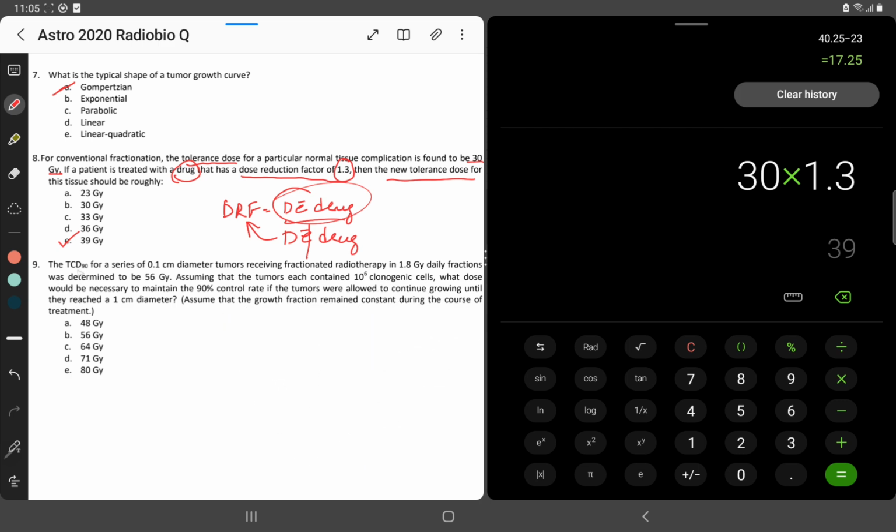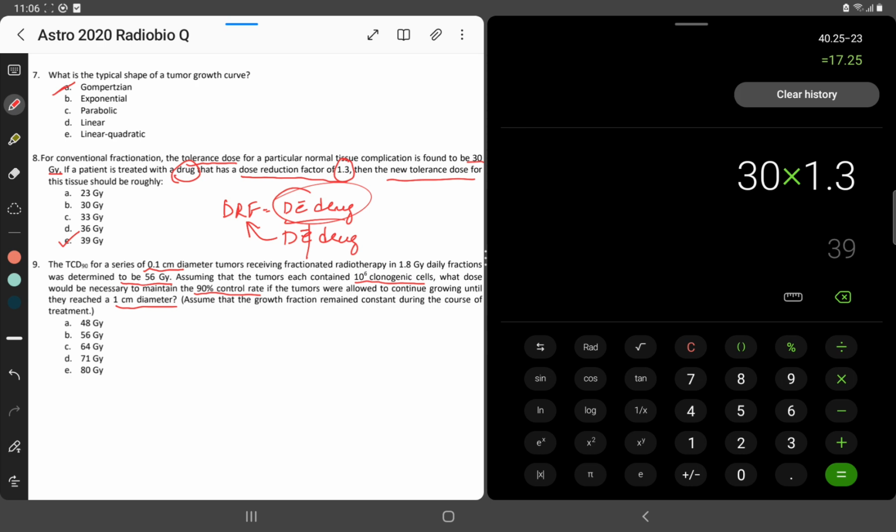Next one, the TCD90, that is the tumor control dose for 90%, for a series of 0.1 centimeter diameter tumors receiving fractionated radiotherapy in 1.8 gray daily fractions was determined to be 56 gray. Assuming that each tumor contained 10 to the power of 6 clonogenic cells, what dose would be necessary to maintain the 90% control rate if the tumors were allowed to continue growing until they reached a 1 centimeter diameter? Assume the growth fraction remained constant during the course of the treatment.